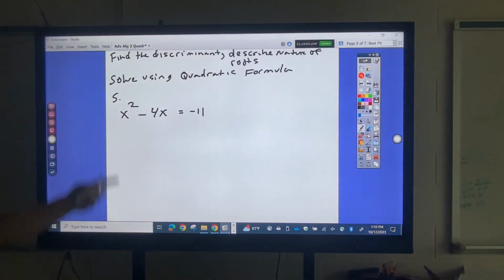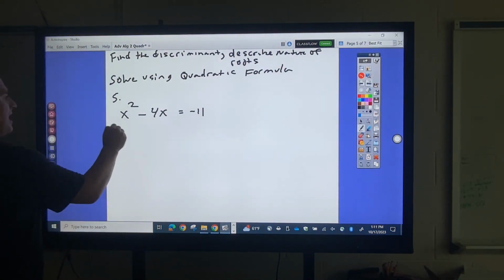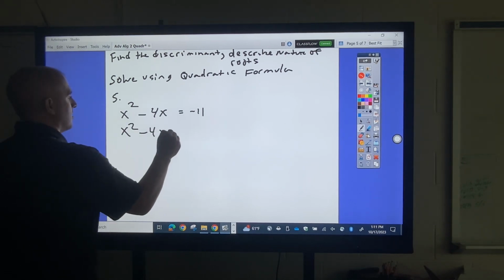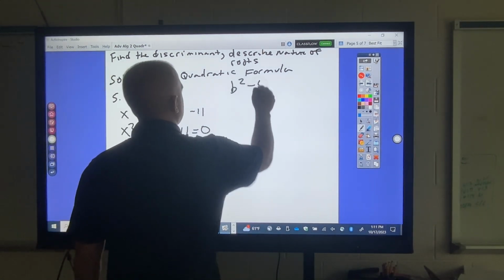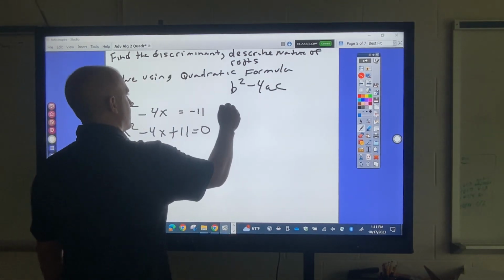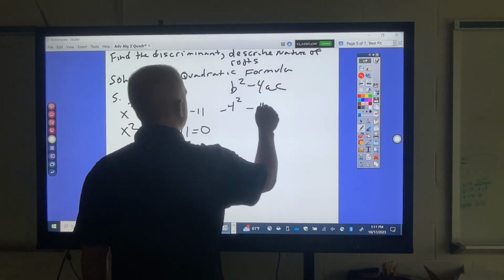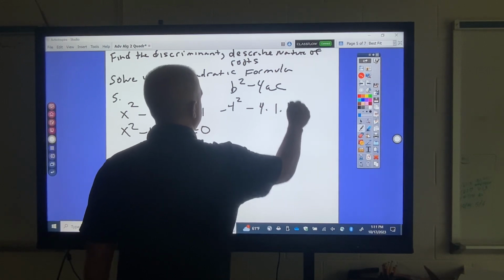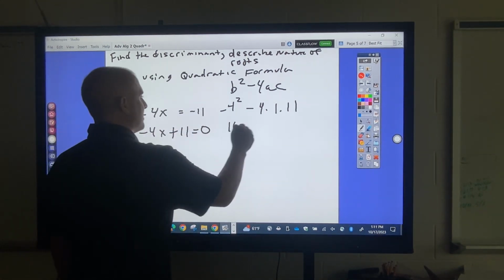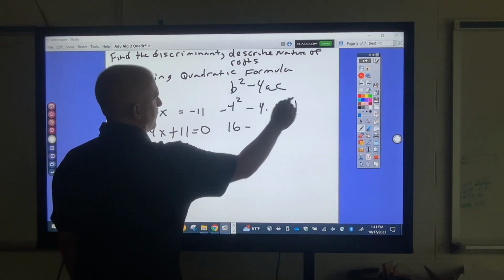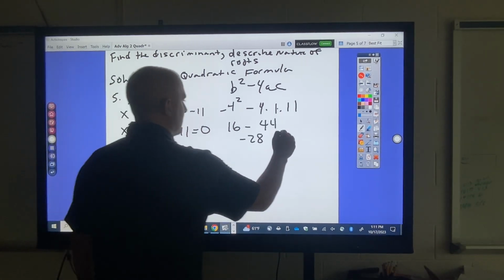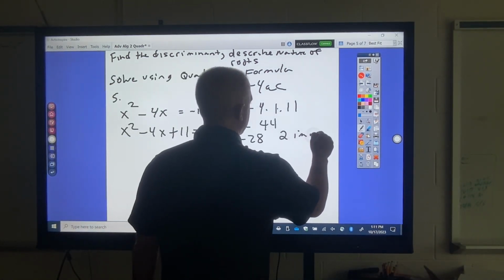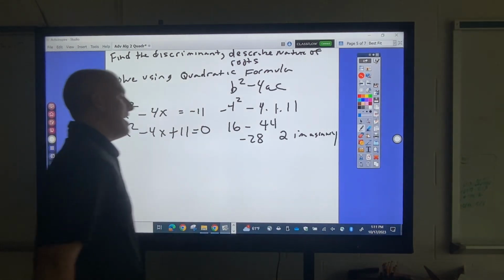This one I move the 11 back. Let's find the discriminant. That's going to be negative 4 squared minus 4 times 1 times 11. That's going to be 16 minus 4 times 1 is 4 times that would be 44. I'm going to have negative 28. Well, what does that mean? 2 imaginary. That's what I'm going to have there.